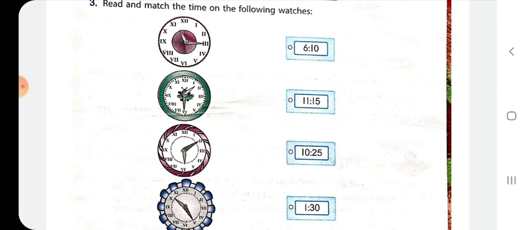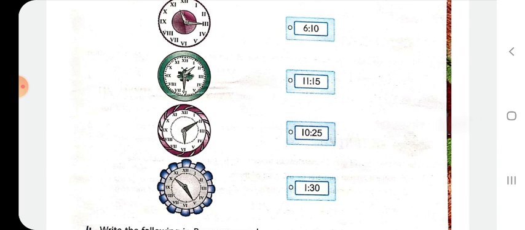Moving to the next. The hour hand is on 6 and the minute hand is on 2. That is 10. So the time in the third watch is 6:10. So you will match the third watch with the time 6:10.